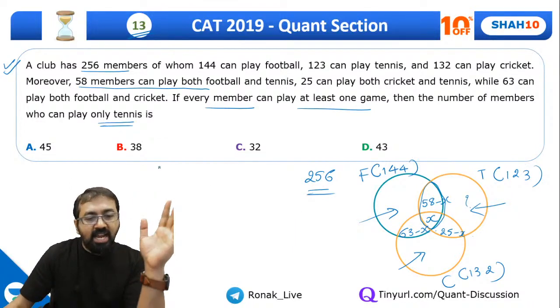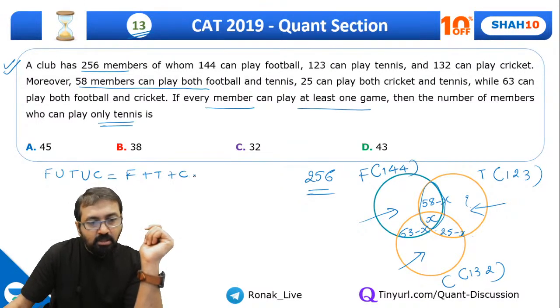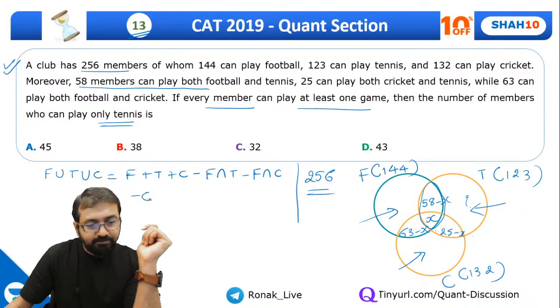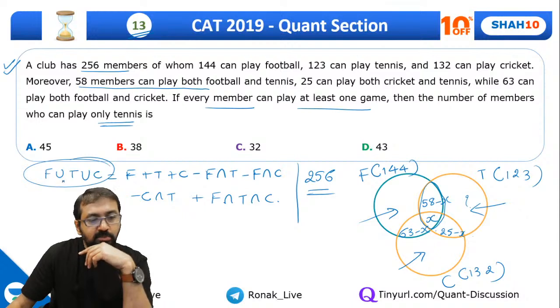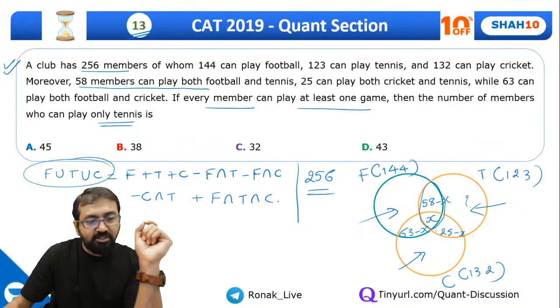But instead of this one, I'll take this approach. So football union tennis union cricket is equal to football plus tennis plus cricket minus football intersection tennis minus football intersection cricket minus cricket intersection tennis plus intersection of all. Yep. Now this we know, this means the number of members who play at least one game. So that is given as 256.